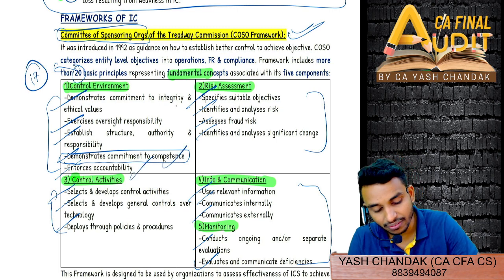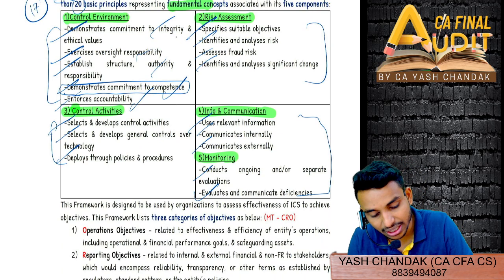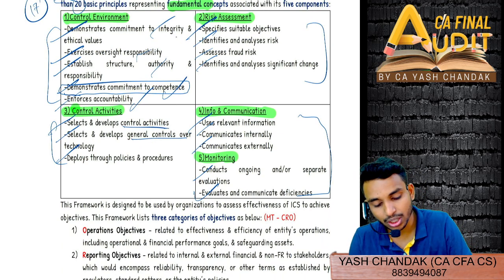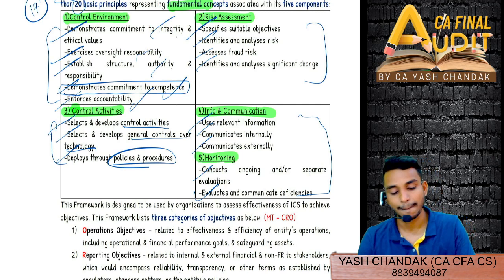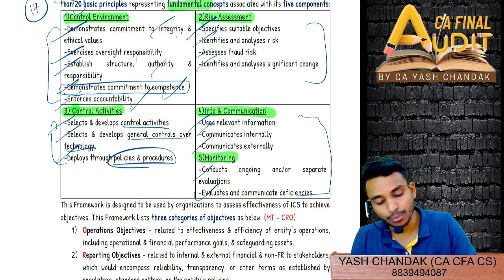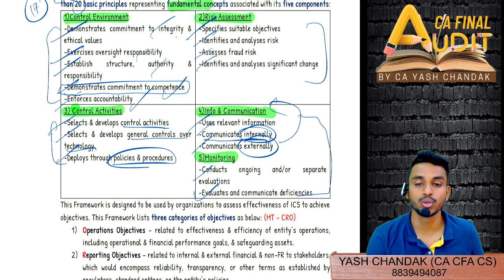So this we have already learned, right? Control environment we have already learned. Control activity: selects and develops control activities, general controls over technology, and policies and procedures. Now, communicates internally, communicates externally. Where will this belong? Information and communication.